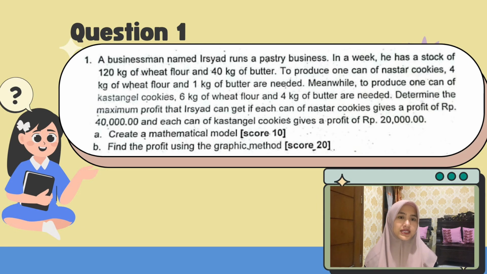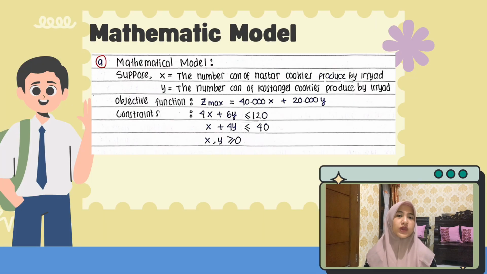During the midterm exam yesterday, I made a mistake in working on this number 1 in the section of modeling the mathematical form, because I was not careful enough to read the problem, so the shape of the graph was not appropriate. First, we have to model the story problem by initializing x and y to get the following mathematical form. X equals the number of cans of nastar cookies produced by Irshad, and y equals the number of cans of castengel cookies produced by Irshad.